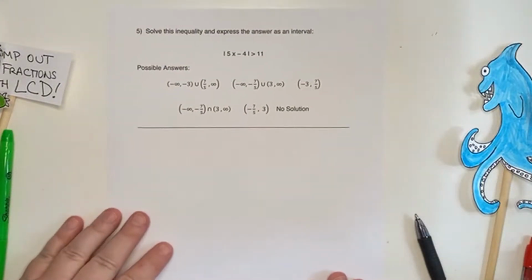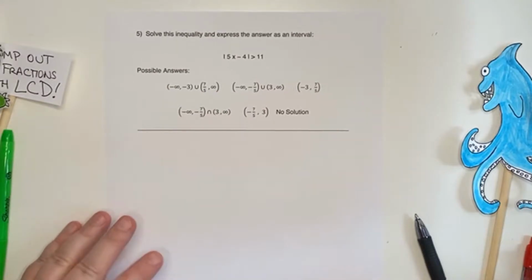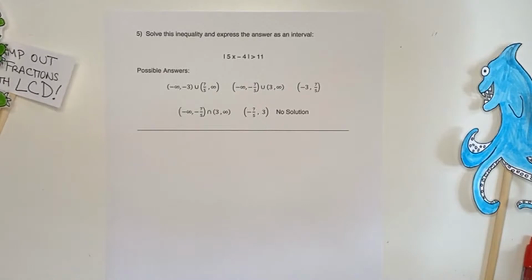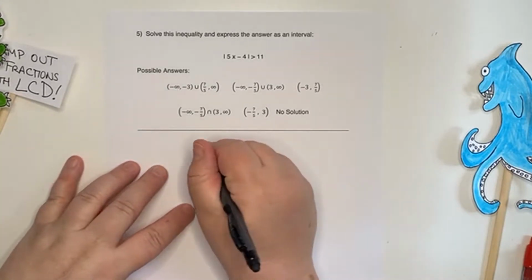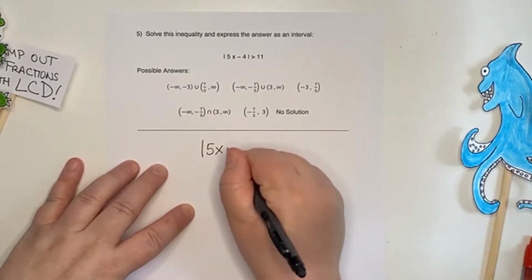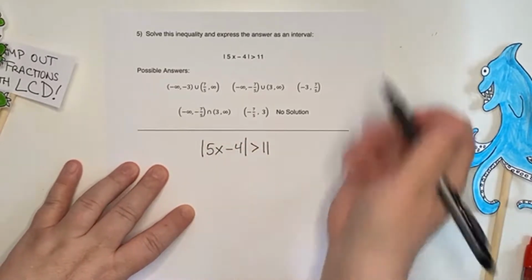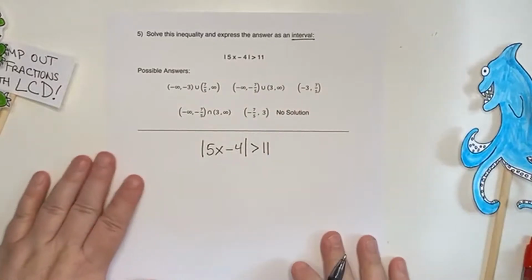One last problem. Woohoo! Number 5. And of course, it's the problem you knew was coming. It's the absolute value inequality. But it's not so bad. We've got the absolute value of 5x minus 4 is greater than 11. And we're looking for an interval.